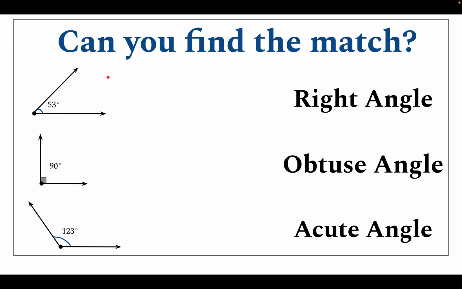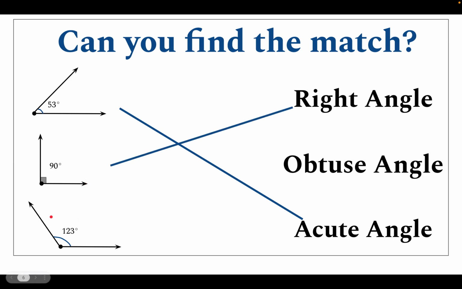Let's see if we can match some up. Can you find the match? I notice this one is 53 degrees. It's smaller than 90 degrees. That one was called an acute angle. This one is exactly 90 degrees. I know it because it says it, but there's also that square. That one is known as a right angle. Last but not least, an angle that's larger than 90 degrees. This one's 123. That's an obtuse angle.